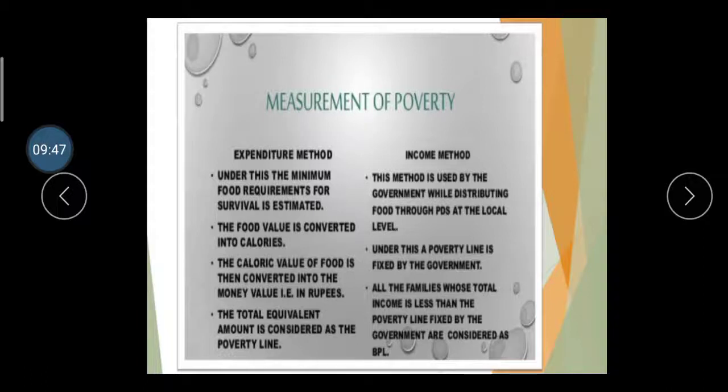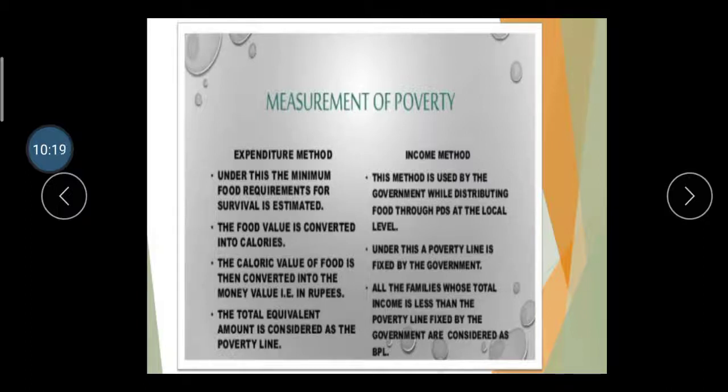So, there are the expenditure method and the income method. First is the expenditure method. Under this, the minimum food requirement for survival is estimated. In the expenditure method, they analyze whether a person cannot spend the amount needed for the minimum food; according to the expenditure method, such families are poor families.